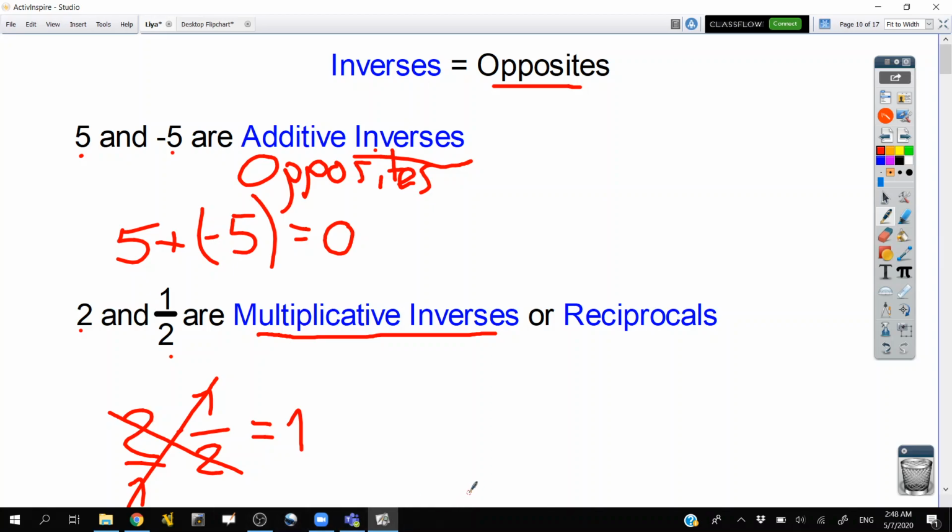It doesn't really matter how we think about that, other than the fact that the 2's cancel and what's left is 1. So things cancel with respect to multiplication. We call those reciprocals. So technically, additive inverses are opposites. Multiplicative inverses are reciprocals. So that's another vocab word.